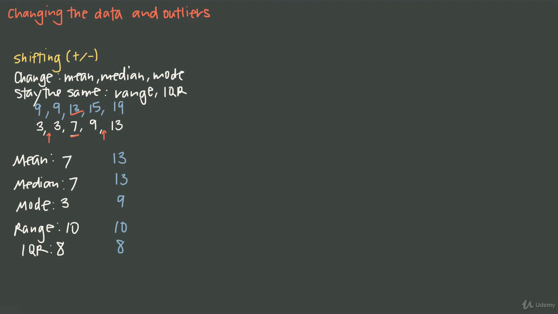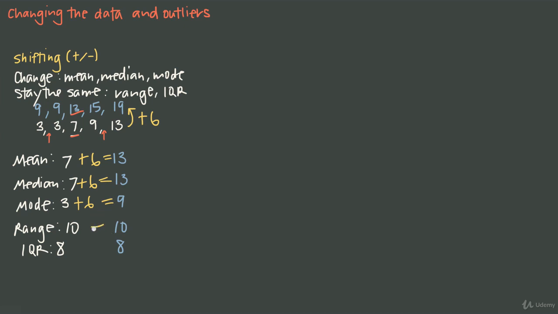So in order to shift our data set, we added 6 to get from the original data set to the second data set. And look what happened. Our mean, we added 6 to get the new mean. We added 6 to get the new median, so 7 plus 6 is 13. And we added 6 to the mode to get the new mode of 9. In other words, the mean, median, and mode all changed in the same way that we changed the data set. So we added 6, which means to find the new value of the mean, median, and mode, we also have to add 6.